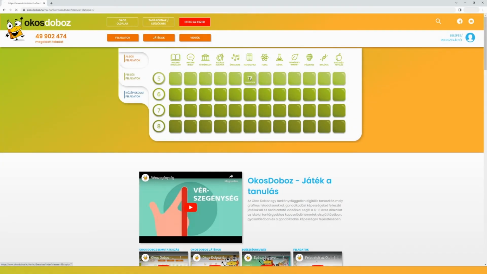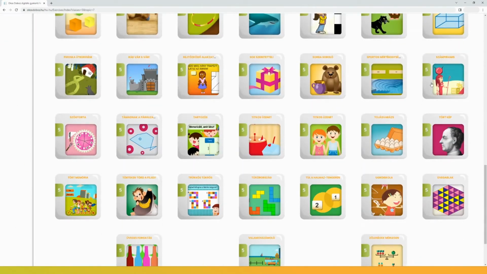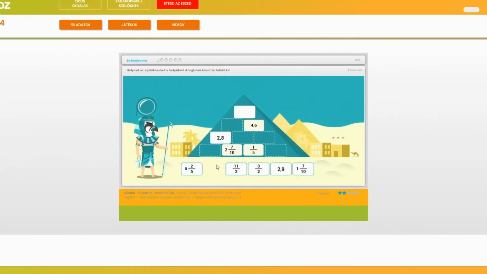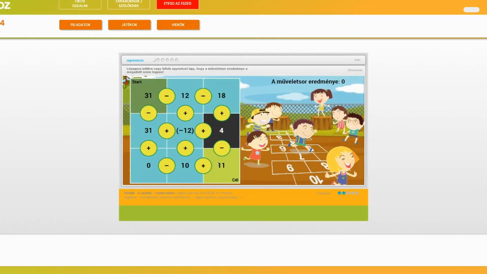Let's look inside these boxes. Here are the contents for fifth grade mathematics. You can build a pyramid of fractional numbers, estimate the angles of a slice of cake, or play hopscotch to calculate the results of an operation. But there's even more on Okodo.